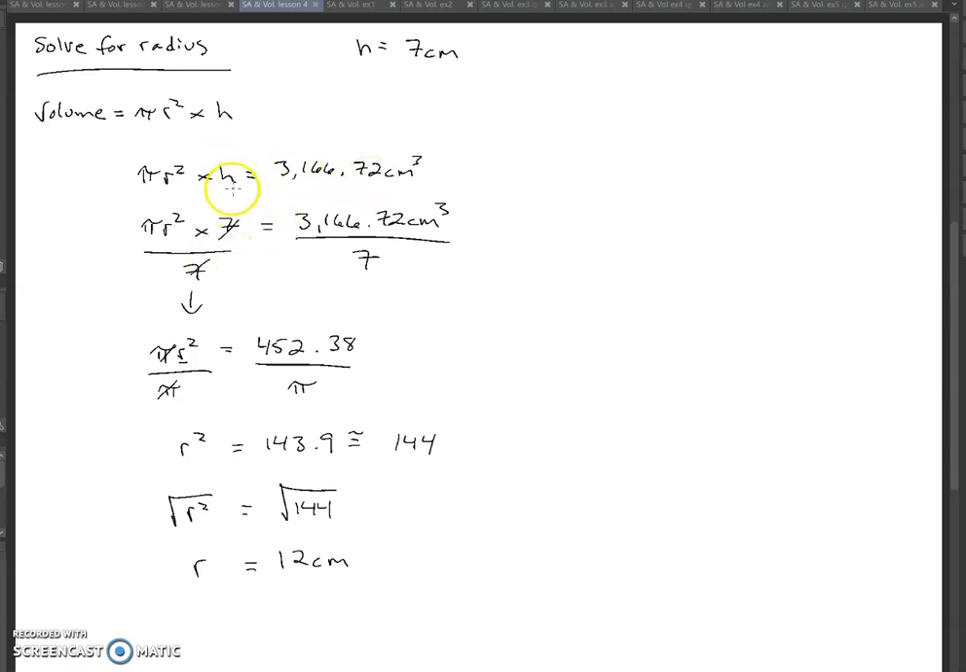We know the height already, so that's 7, so we'll just plop that in here, cancel it out. So we know that pi r squared is equal to 452.38. So we want to get r by itself, so we just cancel these out. Drop it over here. So now we have r squared is equal to 143.9, which is roughly 144. And to get rid of the square, we have to square root. We'll square root both sides, so r equals 12.